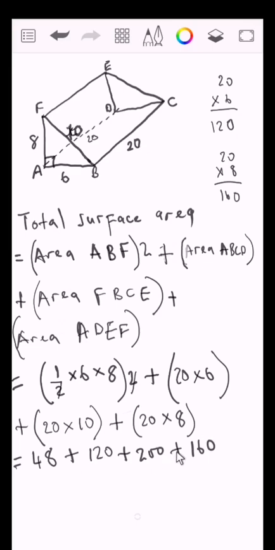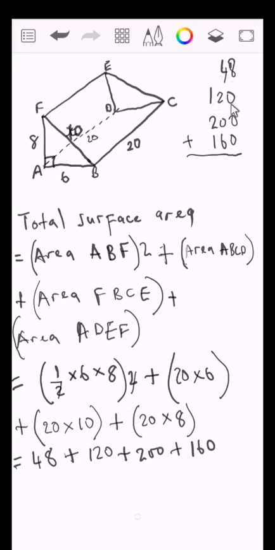Here we see that our areas, considering that 48 is actually a sum of two areas, because that is area of triangle E plus area of triangle E. We will do it separately, which we are going to do. We want to prove that 48, but not now. Let us go towards our answer. So our areas are 48 plus 120 plus 200 plus 160.